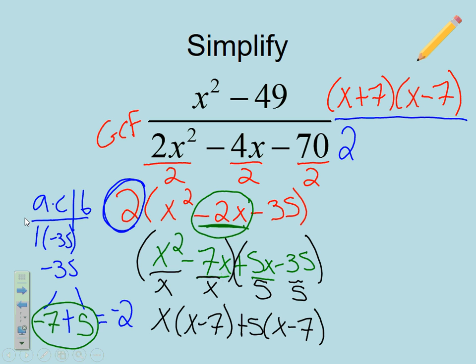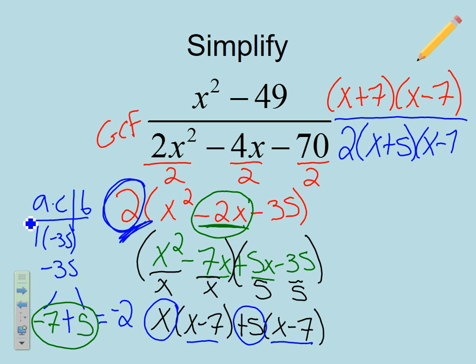Now I'm going to rewrite it with what I have left over. So I have x plus 5. So my 2 is already there, because that's a little brother and sister. Can't forget about them. Then I have x plus 5. And then these are the same. So I also have an x minus 7.